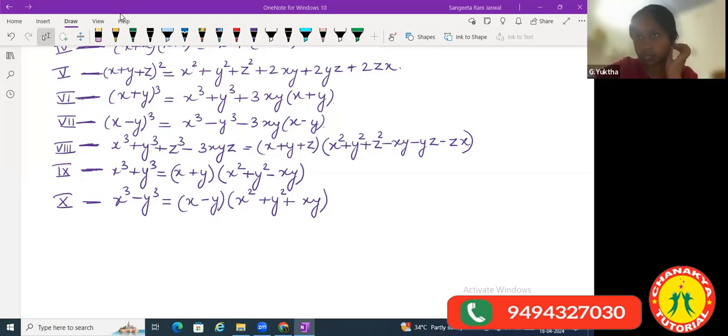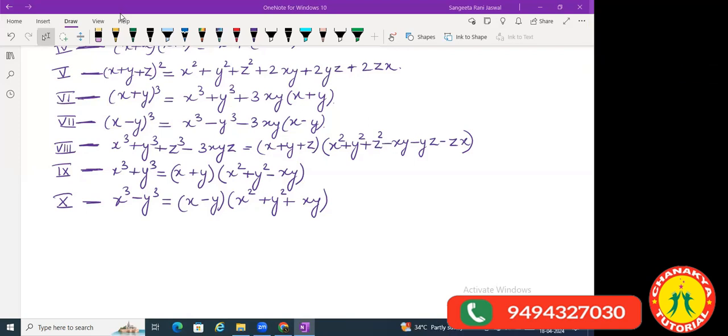These are the formulas, the identities. What do you mean by identity actually? Identities are those formulae in which whatever value we put for x and y, it holds true for all values of x and y. For whatever value we put for x and y, the left side will always be equal to the right side, for all values.